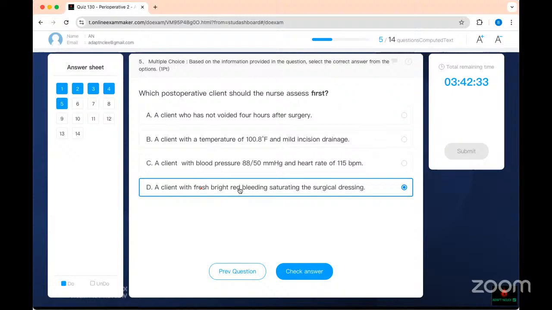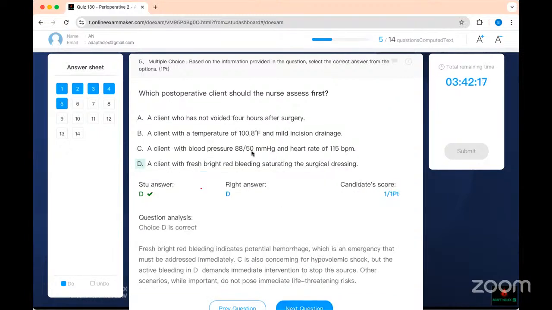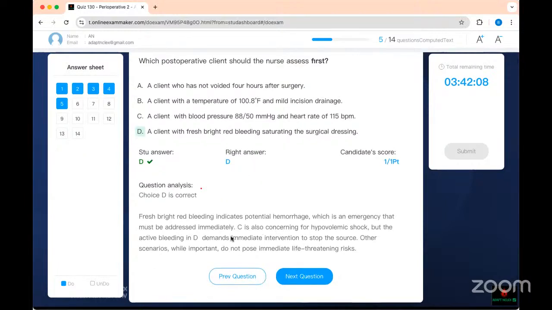Before we see the surgical incision, before we see normal. So C is the trap, but D is in trouble, fresh blood. So watch for that word. This is active bleeding versus anticipated problem, right? I can give the shock patient some fluid while I find what is bleeding and saturating this patient. Fresh blood indicates potential hemorrhage, which is an emergency that must be addressed immediately. C is concerning because they are in shock, but active bleeding demands immediate intervention to stop the source of the bleeding. So that's why this one is a little bit hard.